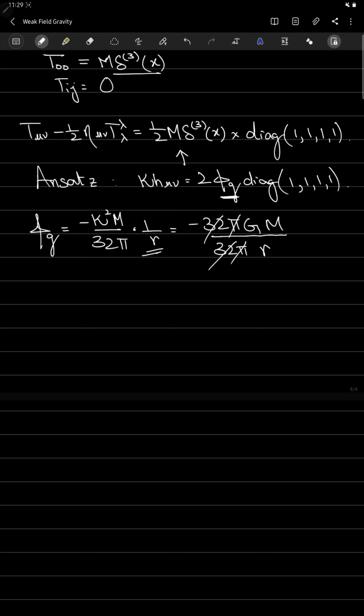32 pi gets cancelled, and what you're left with is minus G M over r, which is equal to phi_g. Now what is that? That is the Newtonian potential, or you might also call it Newton's law, right? And so we have recovered Newton's equations from our procedure. So that's pretty interesting, right?